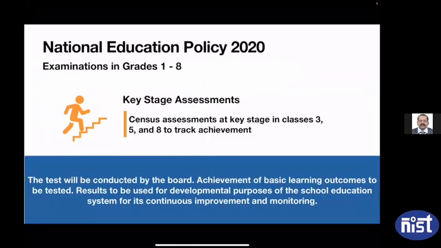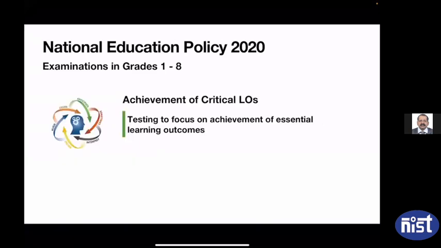There'll be changes in assessment, in key stage assessments now. In classes 3, 5, and 8, there will be a board type of exam, which will be decided by the state boards. And the achievement of basic learning outcomes will be tested, not rote learning. The results will be used for developmental purposes of the school education system for its continuous improvement and monitoring. So the results will be used not to assess or brand the student, but to have an improvement in the school system. So this is something which I think is a very new type of thing.